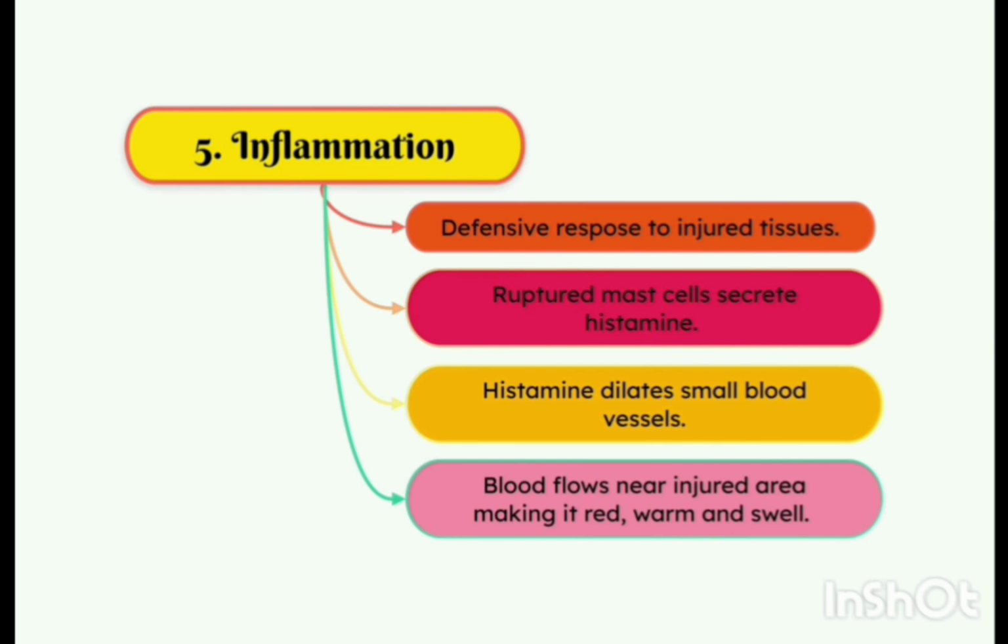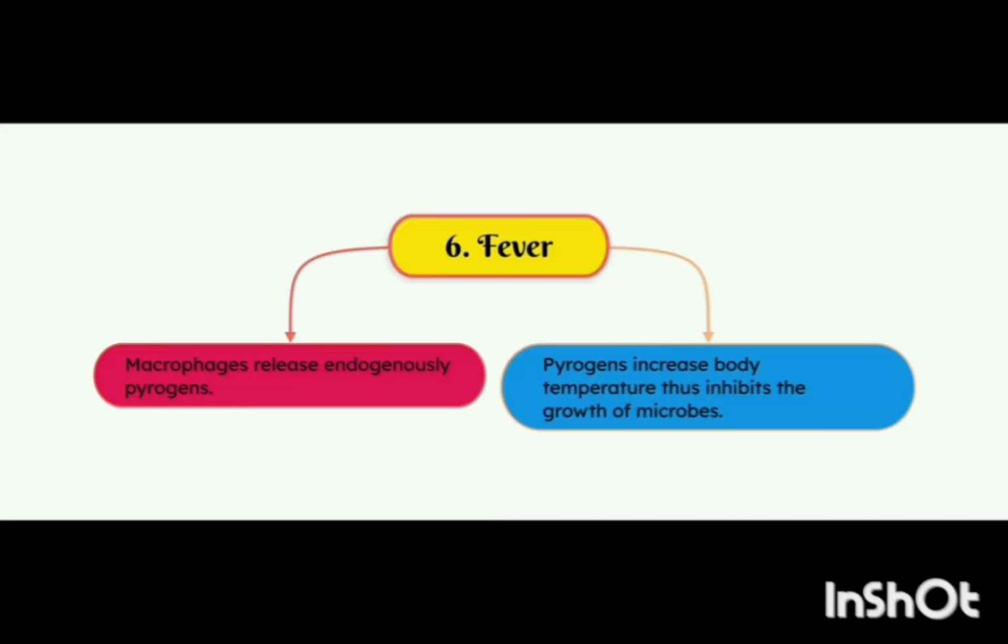Now next is inflammation. This is a defensive response to injured tissues. Ruptured mast cells secrete histamine. Histamine dilates small blood vessels. Blood flows near injured areas, resulting in a red, warm, and swollen area near the injury.